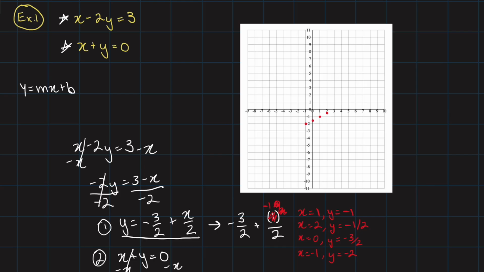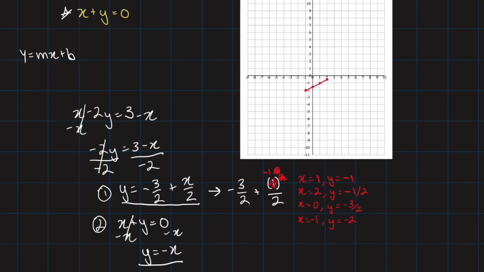So we can see that there's a straight line, and we'll just draw a line connecting these 4 dots. Okay, that's our first equation. Now I'll use the color blue for the second equation. Y is equal to negative x.